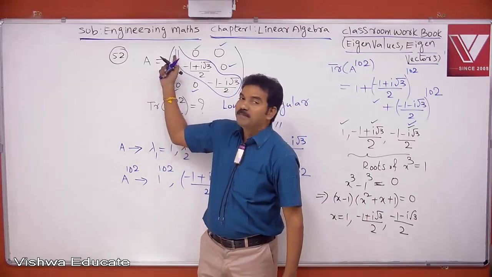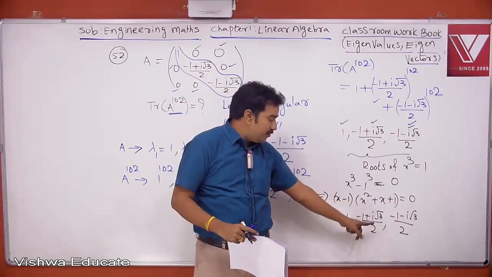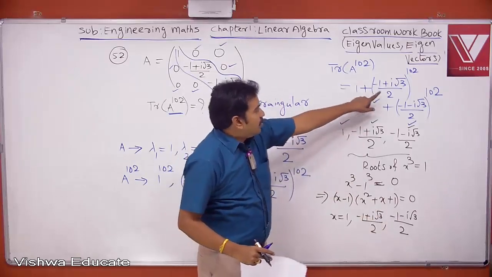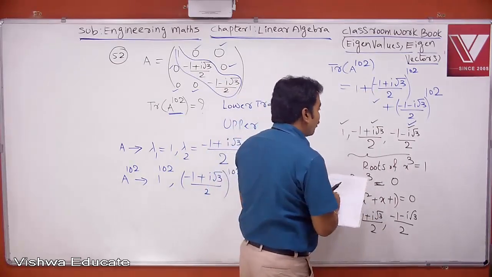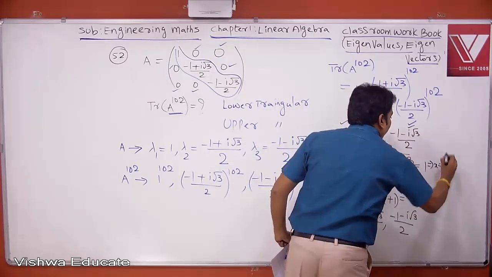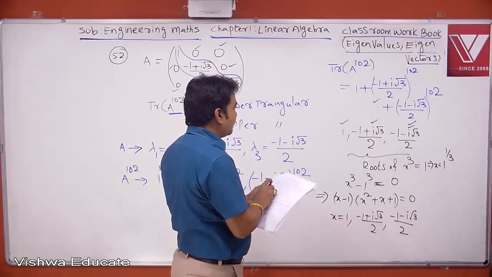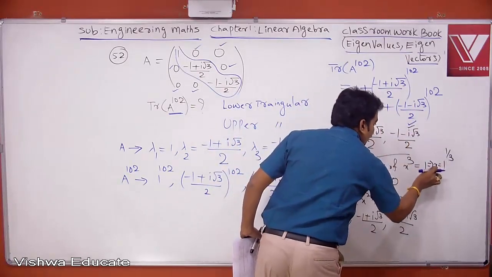The root 1 is nothing but this one. The second degree equation gives these two complex numbers as roots. Therefore, these are nothing but cube roots of 1. So x cube equal to 1 means x equals 1 power 1 by 3. Therefore, this value, this value, and this value are nothing but cube roots of 1.